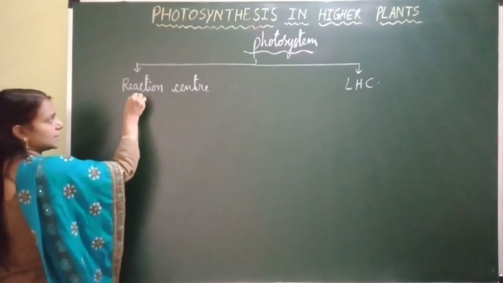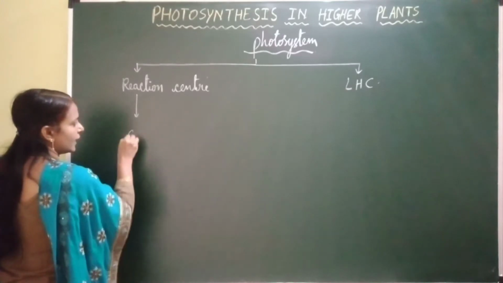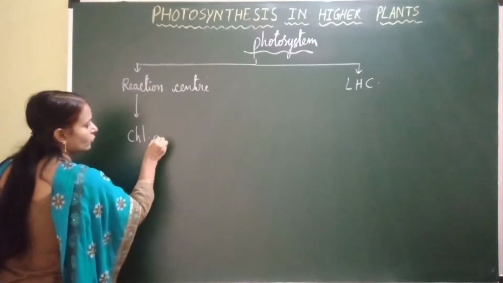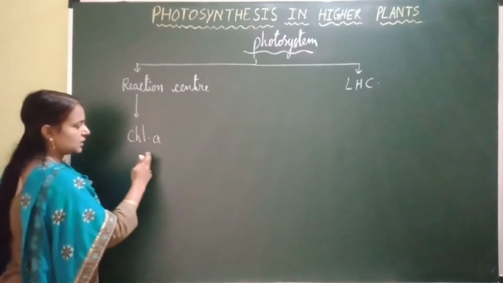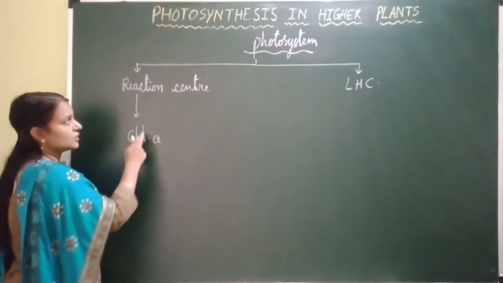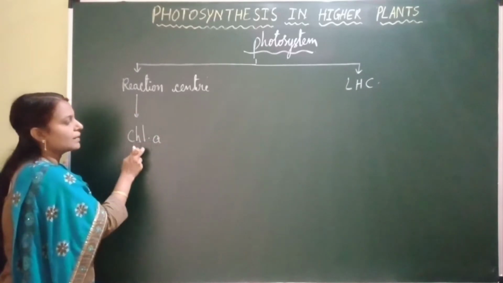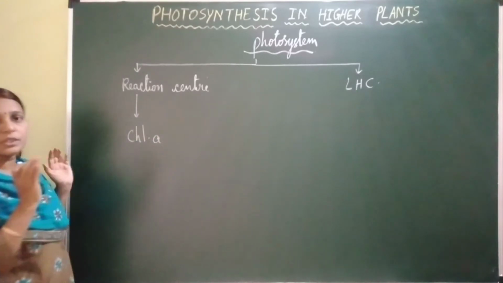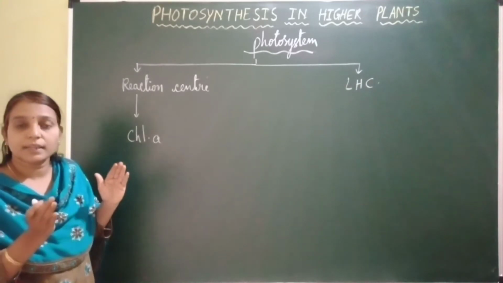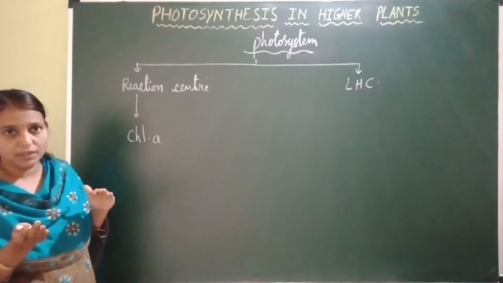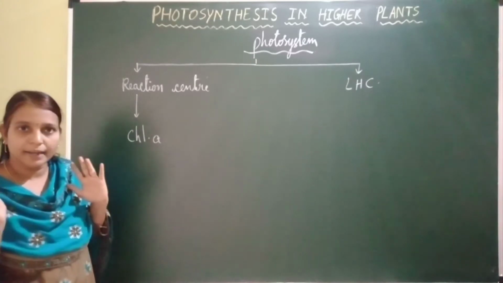So this reaction center is made up of chlorophyll A. Only one molecule of chlorophyll A forms the reaction center of photosystem. What is this one molecule of chlorophyll A? This is the primary photosynthetic pigment which is involved in the conversion of light energy into chemical energy, that is, the radiant form of energy into chemical energy called ATP and NADPH.